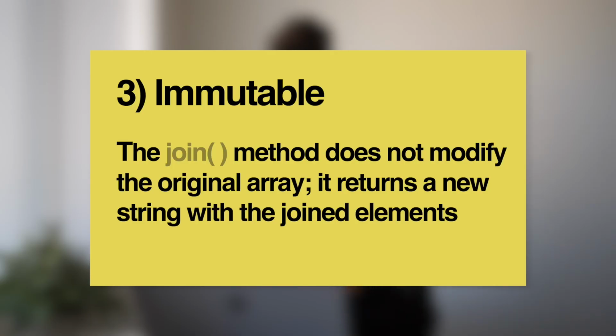And lastly, number 3, immutable. The join method does not modify the original array. It returns a new string with the joined elements. So if you want to join elements of an array without modifying the original array, join is a safe choice. All right, let's look at some code.